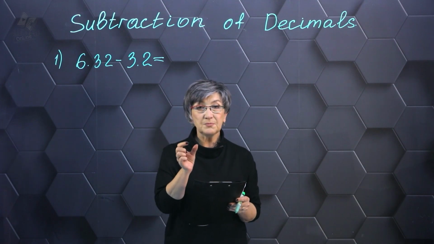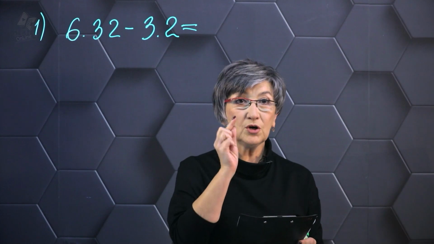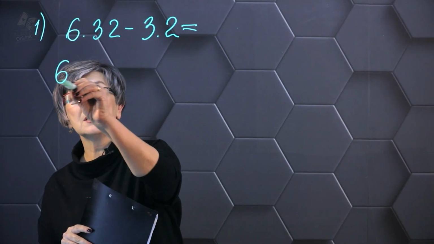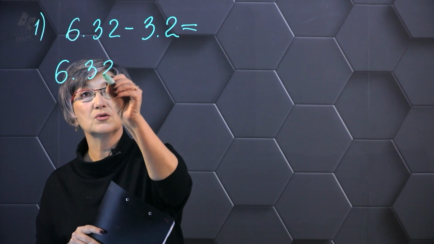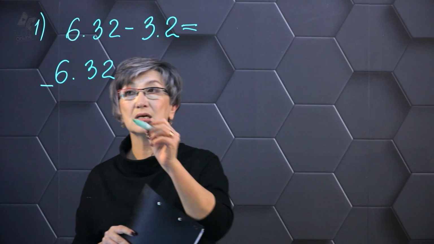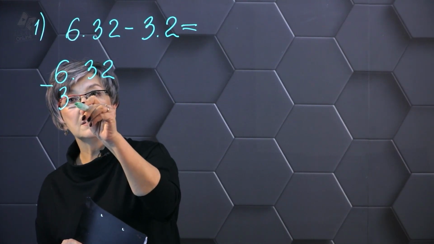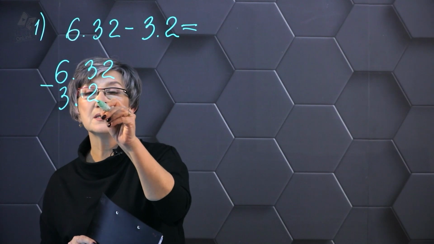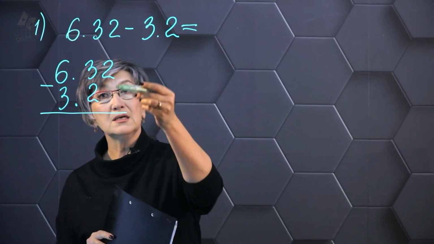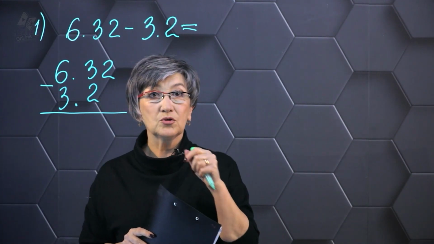The whole part in subtraction and addition is under the whole part. The dot is under the dot, so I write 6.32 hundredths minus 3.2 tenths. 3 whole, 0.2 tenths. Subtract. Recall, if I have a blank space under any number, I fill that in with a 0.